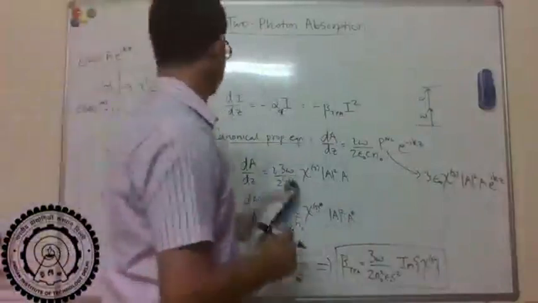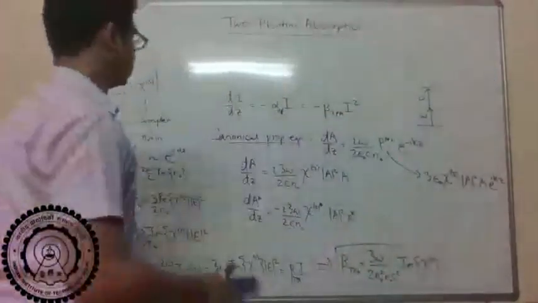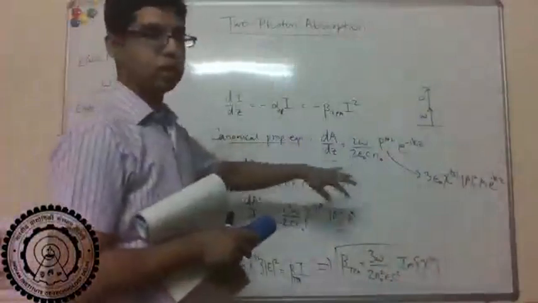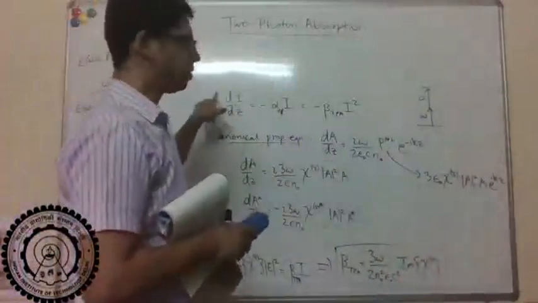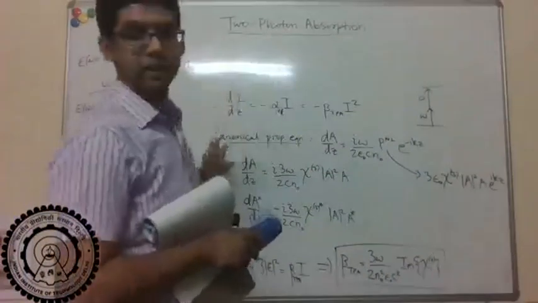So again, we did this for the Manley-Rowe relations, right? So we express I as mod A square, which is A times A conjugate, and then dI by dz will have A times dA conjugate by dz plus A conjugate times dA by dz. Right?